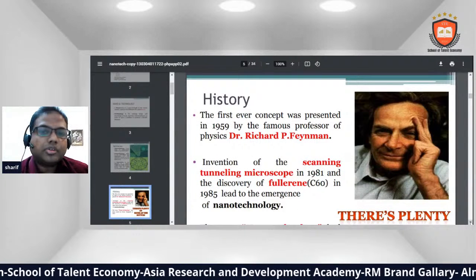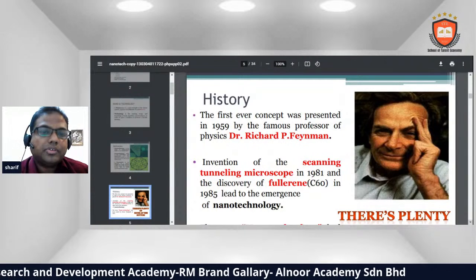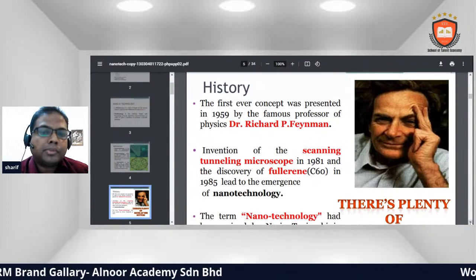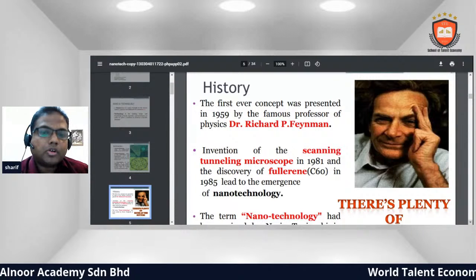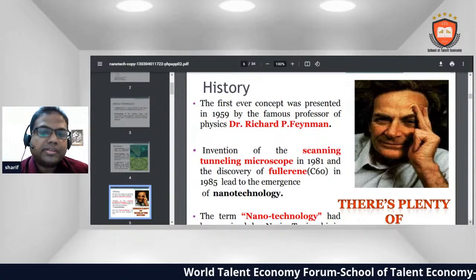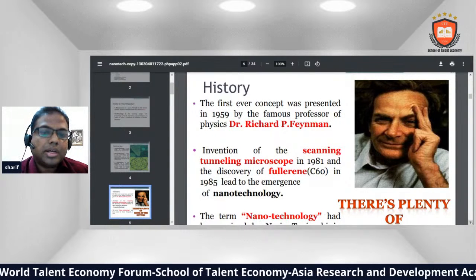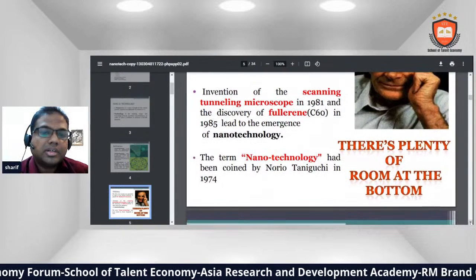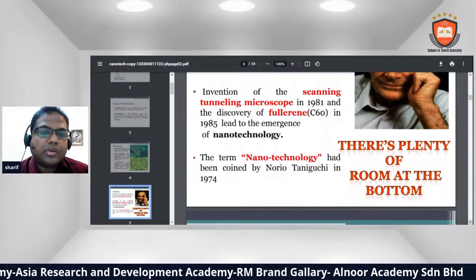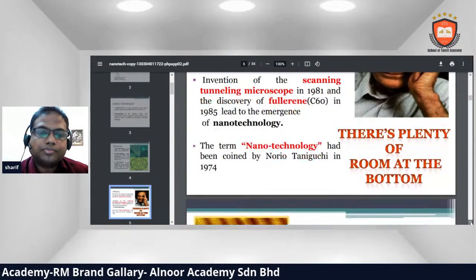The first ever concept was presented in 1959 by the famous professor of physics Dr. Richard P. Feynman. The inventor of the scanning tunneling microscope in 1981 and the discoverer of fullerene C60 in 1985 led to the emergence of nanotechnology. The term nanotechnology had been coined by Norio Taniguchi in 1974. There is plenty of room at the bottom.